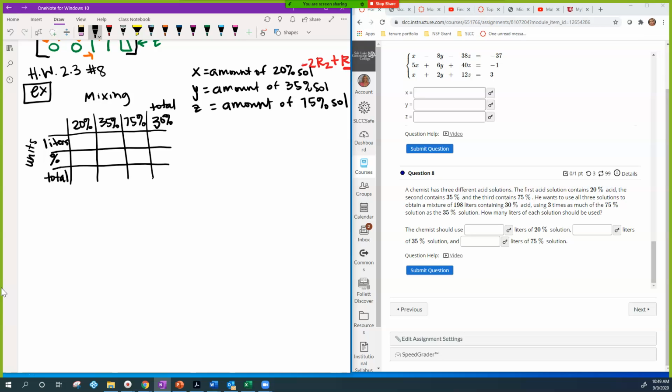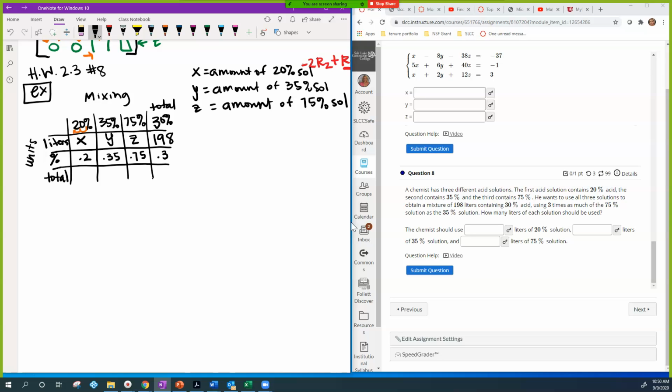So I don't know how much of the 20% I need in liters, so I'm going to call that X. I don't know how many liters of the 35% I need, or how many liters of the 75% solution I need. But I do know I need a total of 198 liters. That's what it gives me in the question. So that's going to be 198, the total. In the second row, these are my percentages, where I'm changing my percent to a decimal. To change a percent to a decimal, I'm just moving the decimal point back 2 places. So I have 0.2, 0.35, and 0.75. And I need it to end up being a 30% solution, so I also put 0.3 here.